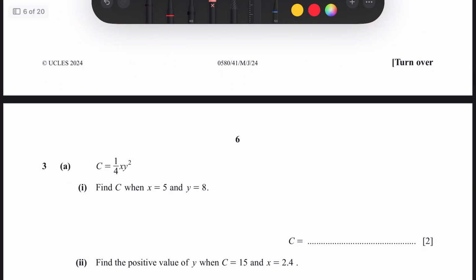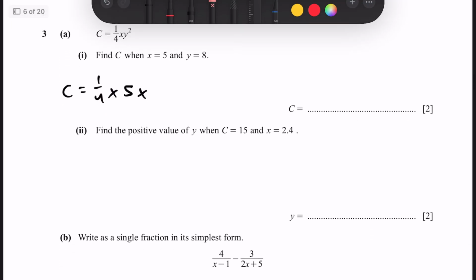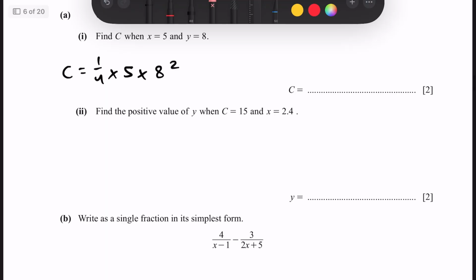Now 3a says that c is equal to a quarter of x times y squared. I part says to find c when x is equal to 5 and y is equal to 8. So c is equal to a fourth times x, and since x is 5, this is equal to times 5 times y squared, and since y is equal to 8, y squared is equal to 8 squared. So the answer for this is equal to 80. And this goes over here.